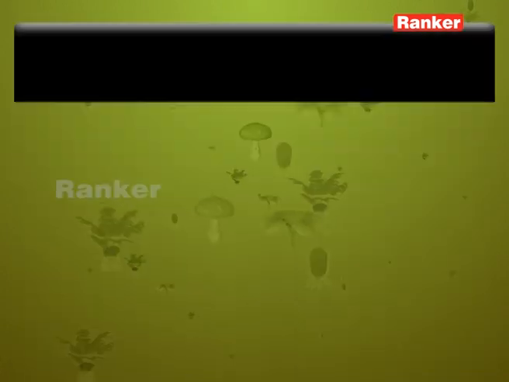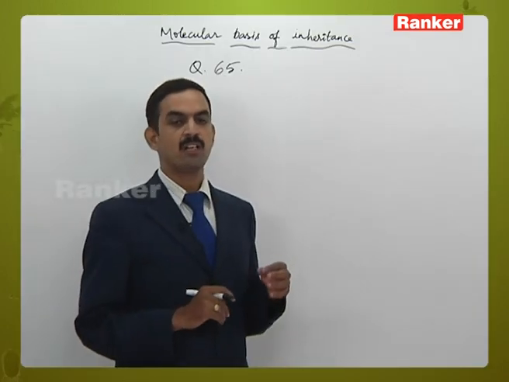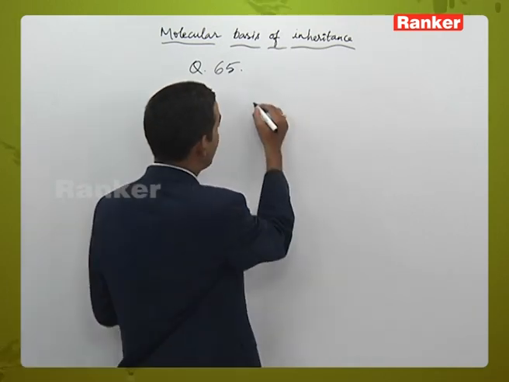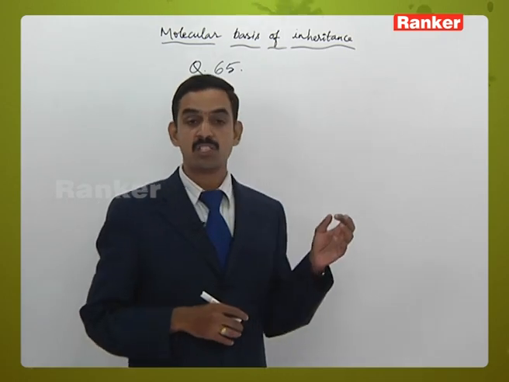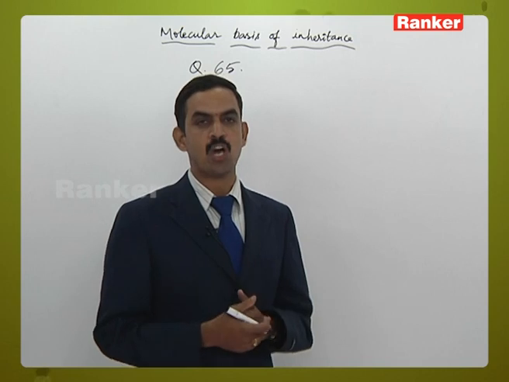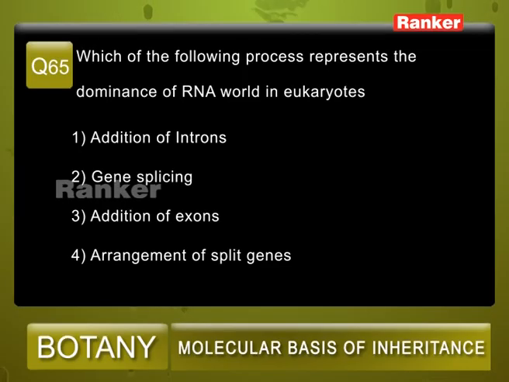Question number 65, which of the following processes represents the dominance of RNA world in eukaryotes? Options: 1. Addition of introns, 2. Gene splicing, 3. Addition of exons, 4. Arrangement of split genes. So here it is related to the dominance of the RNA world in eukaryotes. It is related to the aspect where gene splicing is done. When gene splicing is done, it is related with the dominance of the RNA world in eukaryotes. So question number 65, the correct answer is 2.